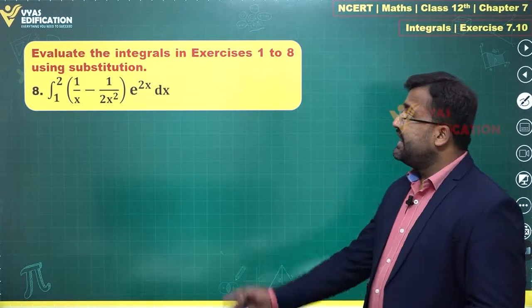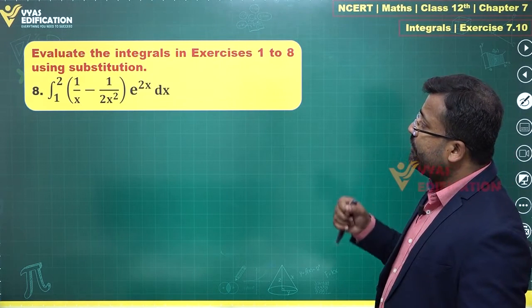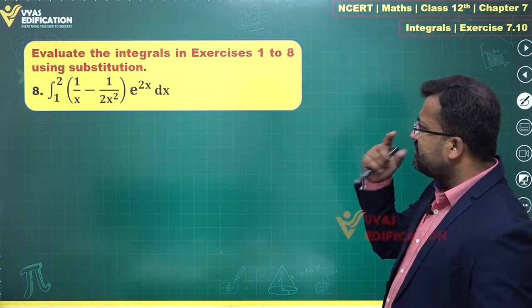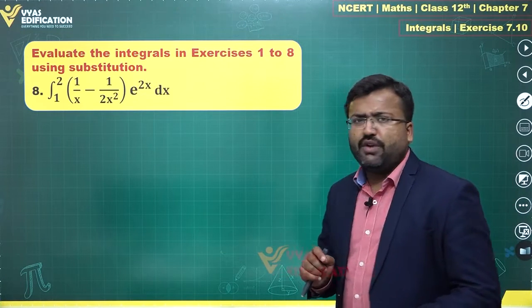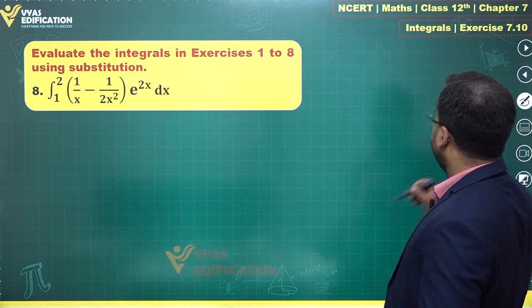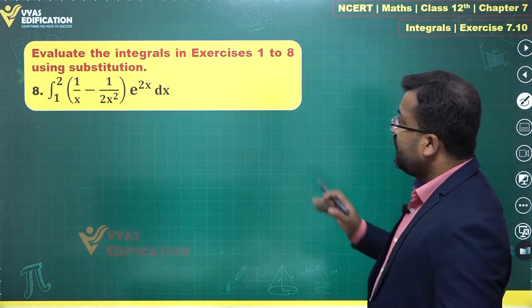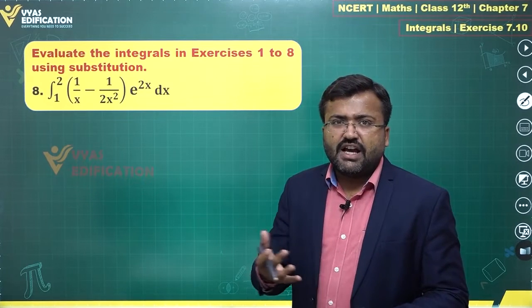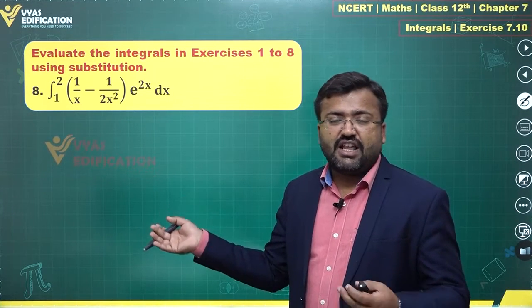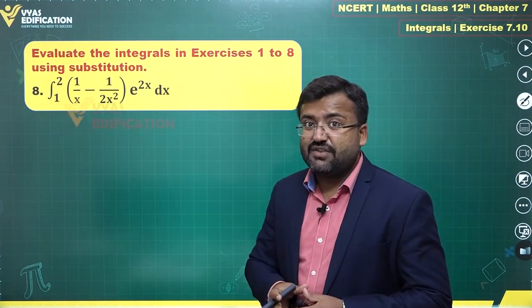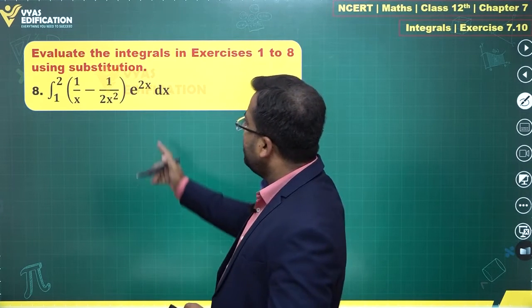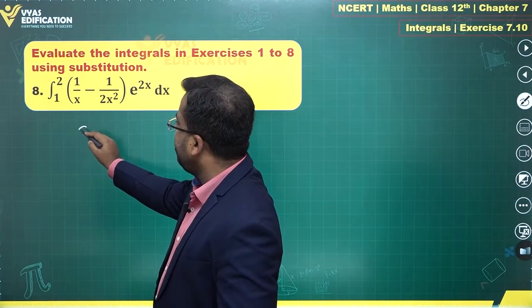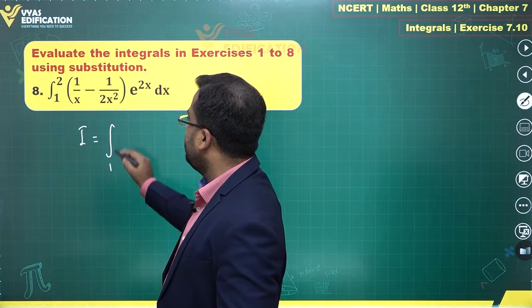The 8th question says, integral from 1 to 2 of 1 by x minus 1 upon 2x square, e power 2x, is supposed to be found. How do we do that? So with e power 2x, if we have something of e power x form, along with that, if we can create f x plus f prime x, our life will be very easy. That integral is very simple, right? That's a very special integral. Here you have e power 2x. We'll have to simplify that with the help of substitution somehow.